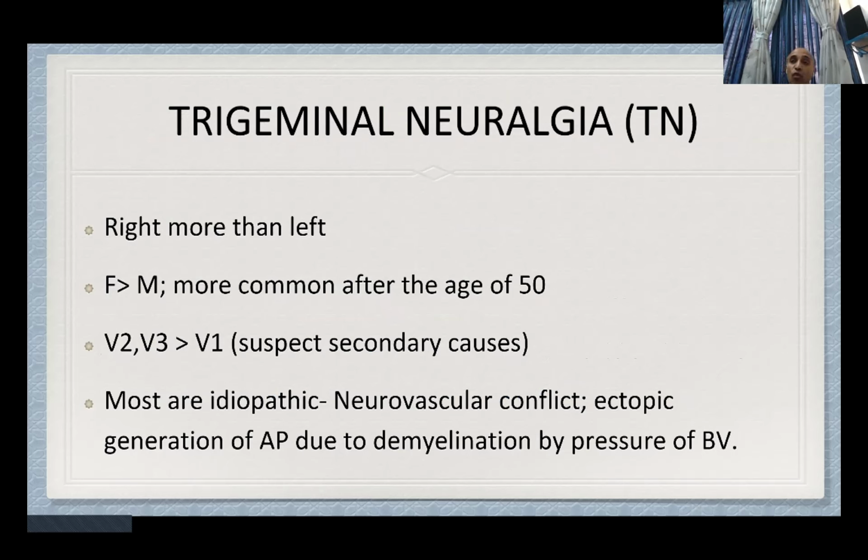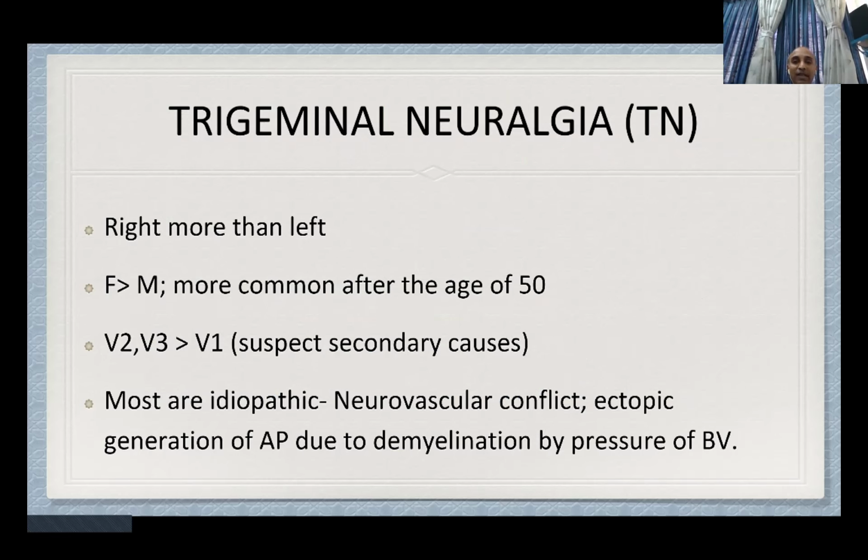Trigeminal neuralgia is more common on the right than on the left, more common in females, and more common after the age of 50, and the second and the third segments of the fifth nerve are more likely to cause pain than the first segment. So if you get pain around the ophthalmic segment, you should start suspecting secondary causes. Most of these cases are idiopathic, and the probable mechanism is a neurovascular conflict.